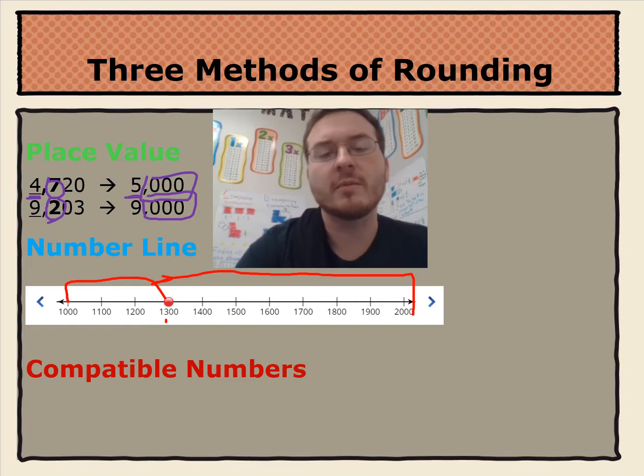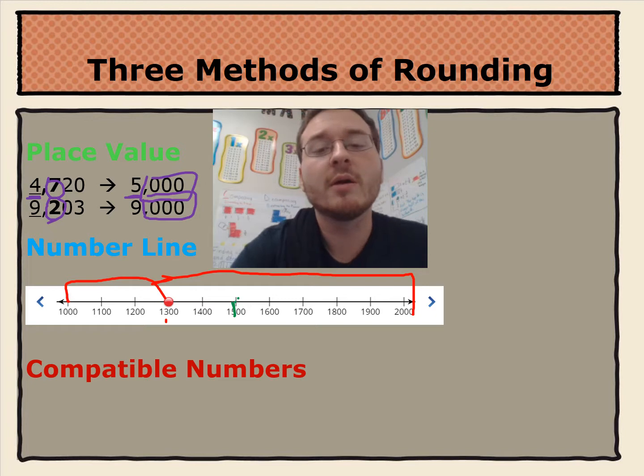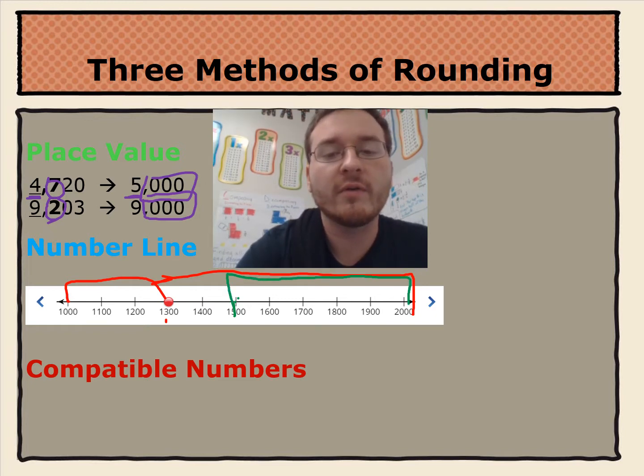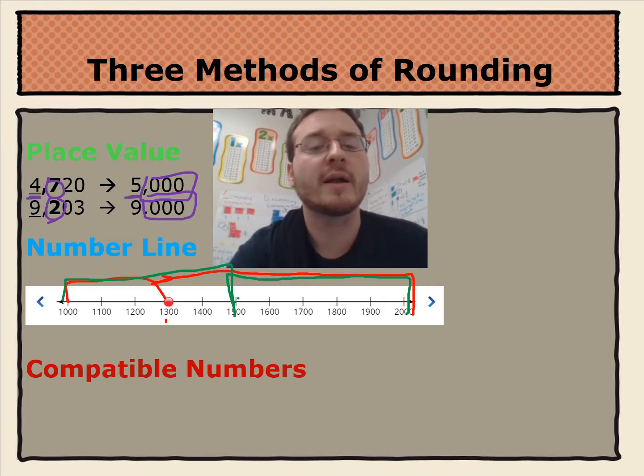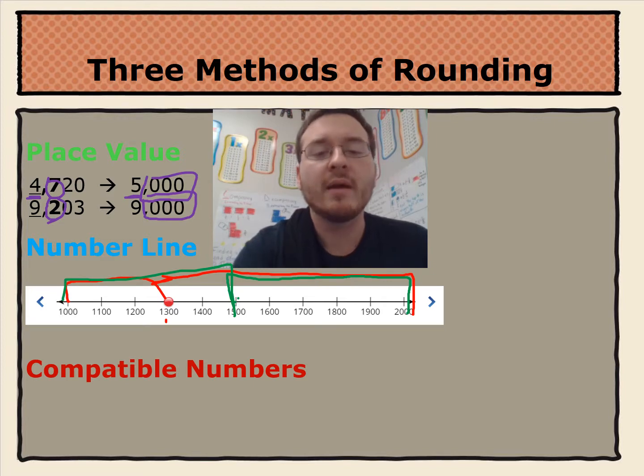Now, the tricky part. What happens if I have, let's say, 1,500? Well, 1,500, when I look at where it falls on both, it's right in the middle. So I can't really just look at the number line and decide. I have to think back to when I talked about place value. And I said if it's 5 or higher, round up, or 4 or lower, round down or stay the same. And since it's 5 in 1,500, I know that I do in fact round up to 2,000. So keep that in mind.